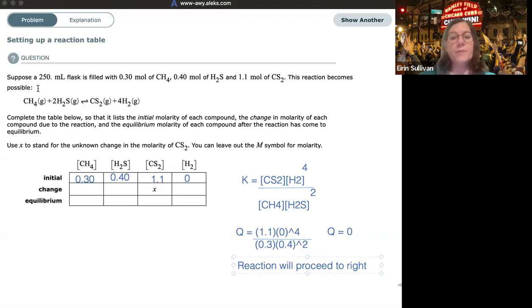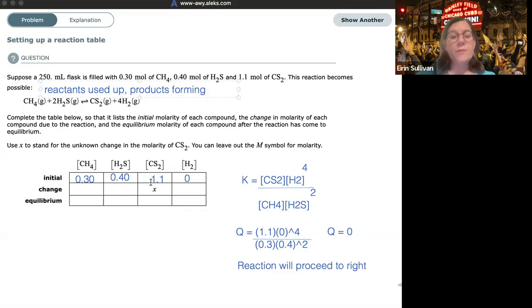And remember, because our reaction is going to the right, my reactants are getting used up and my products are forming. So we are going to reflect that in my change row in terms of X. If something is getting used up, it's going to get a minus in front of it. And if something is being formed, it will get a plus in front of it.